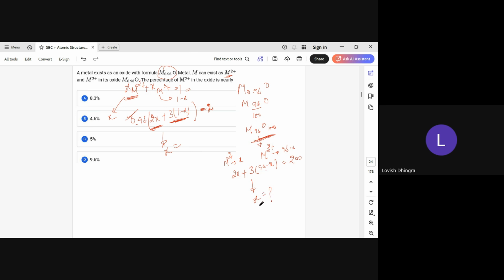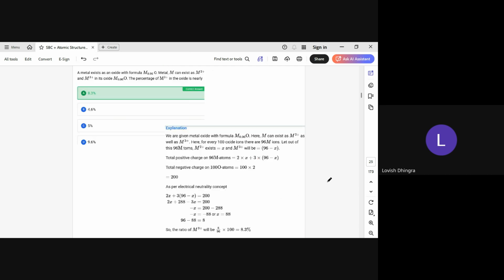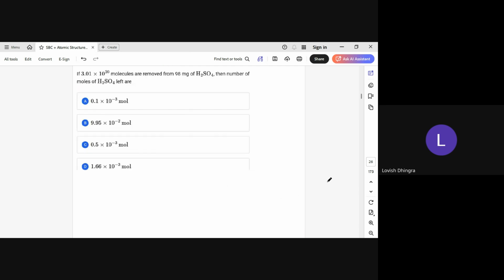How will you find it, whatever x you get? So M3 you have 96 minus x. So you will do 96 minus x divided by 96 into 100. So that will come out approximately 8.3. Any doubt? Is it fine? Yes. Okay. Next question. So answer for this will be A. Try this one.